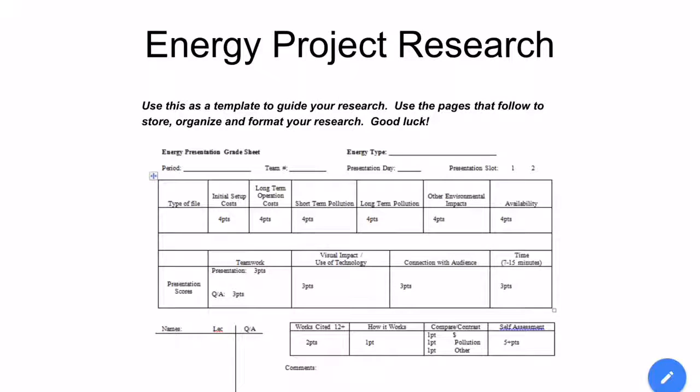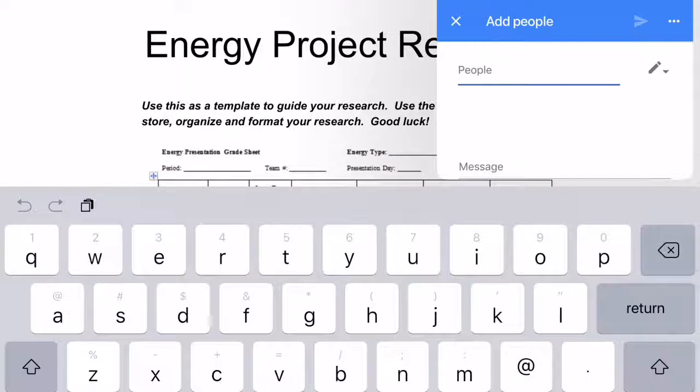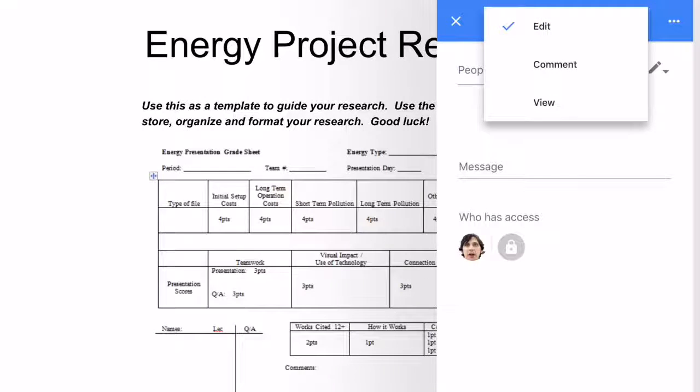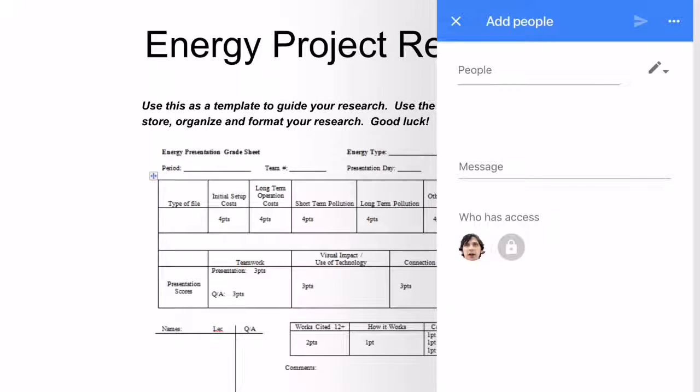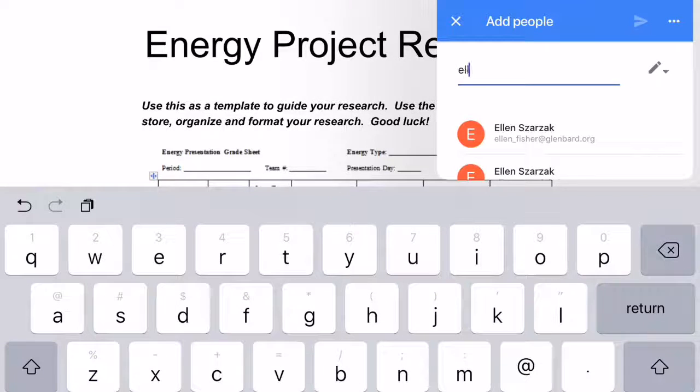The next thing you want to do is add your team members to the document, because all of you are going to share this, and you also want to add your instructor. So go ahead and tap on the little plus sign with the people. Before you even add them, click on the little pull-down menu and make sure that they have the right to edit. Then you can just go ahead and start typing in people.